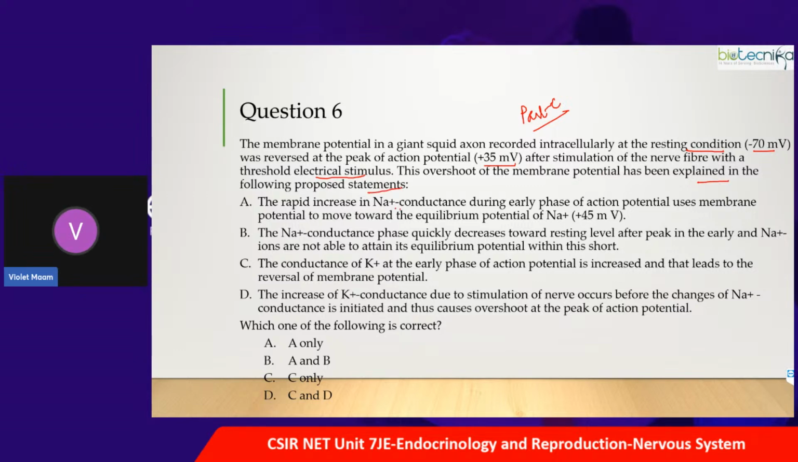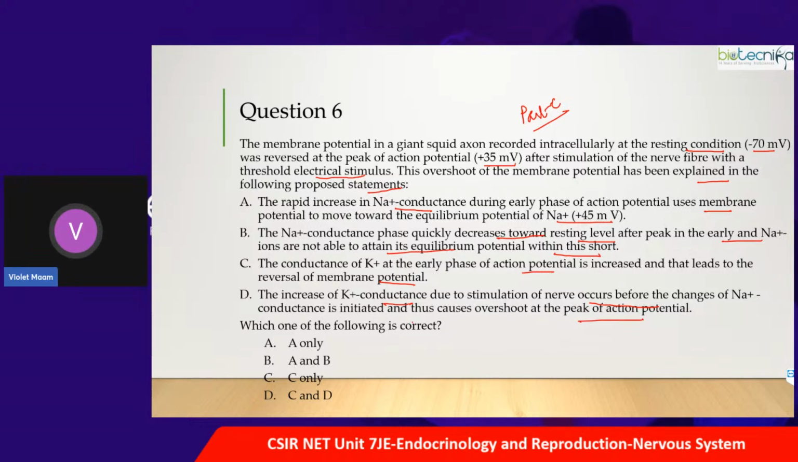A. A rapid increase in sodium conductance during the early phase of action potential causes the membrane potential to move towards the equilibrium potential of sodium, that is plus 45 millivolt. B. The sodium conductance quickly decreases toward resting level after the peak, and sodium ions are not able to attain their equilibrium potential within this short time period. C. The conductance of potassium at the early phase of action potential is increased, and that leads to the reversal of membrane potential. D. The increase of potassium conductance due to stimulation of the nerve occurs before the changes of sodium conductance are initiated and thus causes overshoot at the peak of action potential.